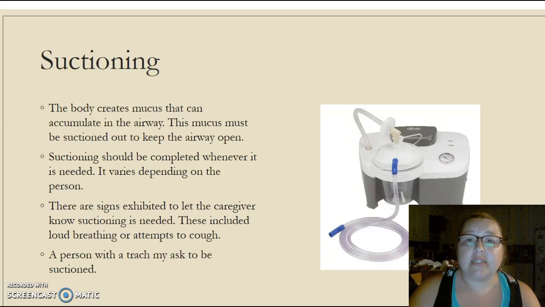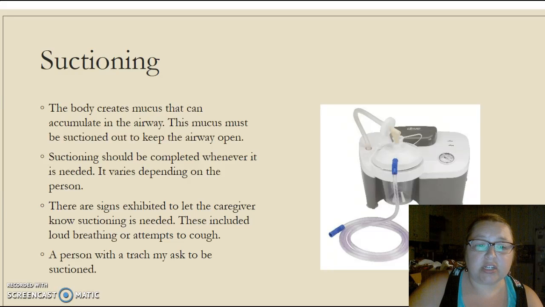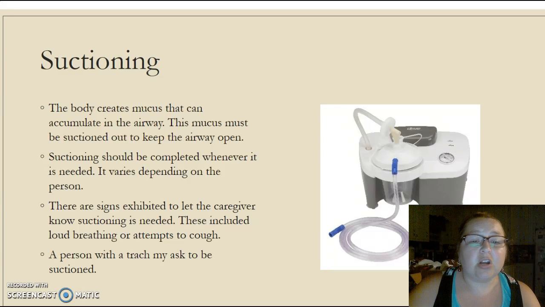When a tracheostomy is new, often it has more mucus than it normally would, so there's more suctioning in the beginning. There are signs exhibited to let the caregiver know suction is needed. These include loud breathing, the rattling of the chest, attempts to cough, attempts to clear the airway. A person with a trach who's had it for a while may actually request suctioning.